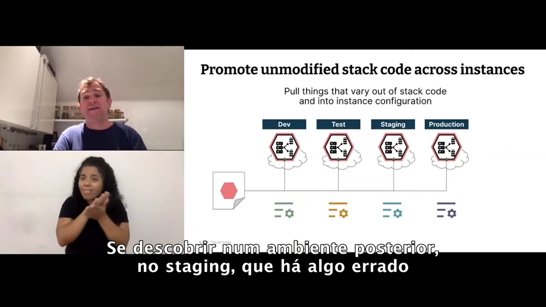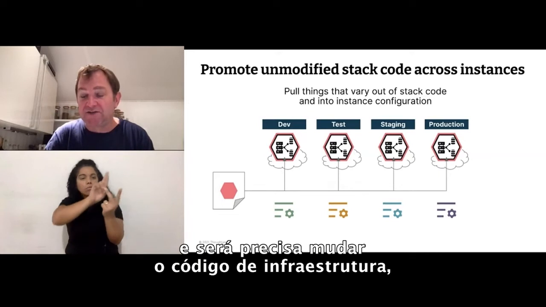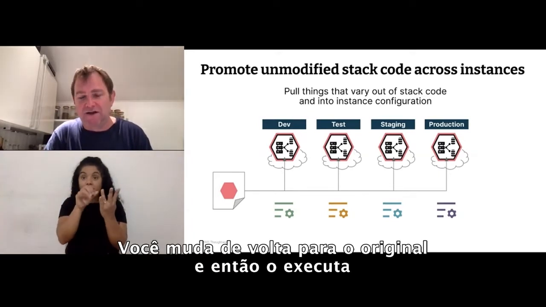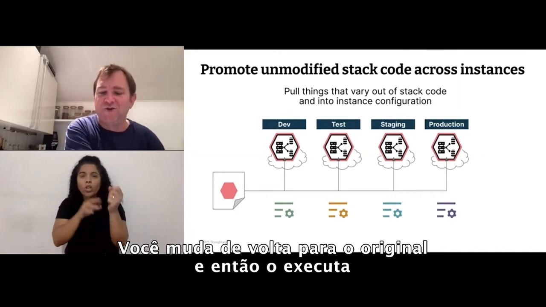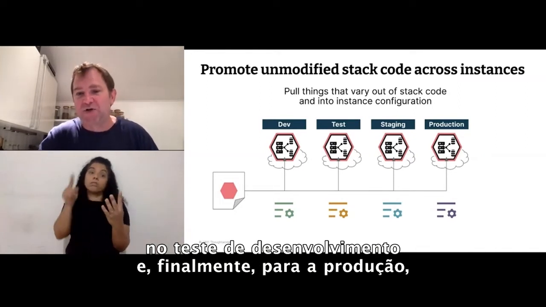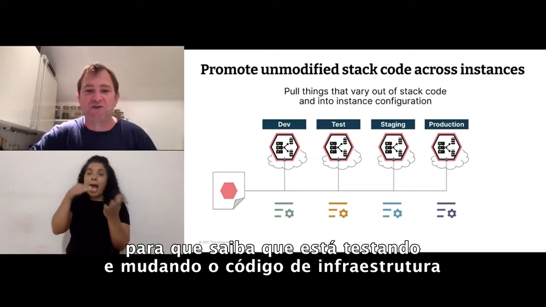And if you find in a later environment, say in staging, that there's something wrong and we need to make a change to the infrastructure code, you don't change that code in staging. You change it back in the original, and then you run it through dev, test, staging, and then ultimately to production, so that you know you're testing that change to the infrastructure code in all the previous environments, as you should.